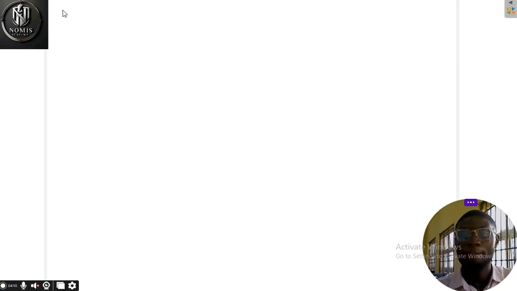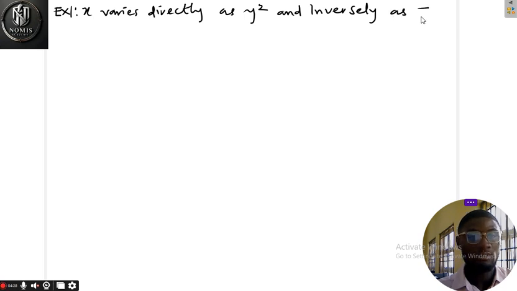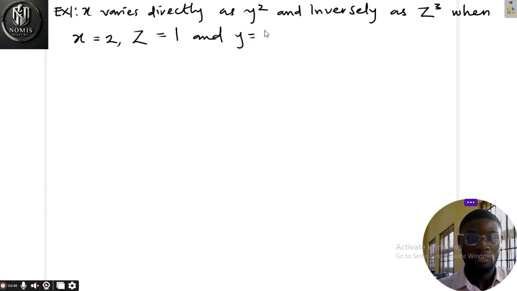Example number 1. x varies directly as y squared and inversely as z cubed. When x is equal to 2, z is equal to 1 and y is equal to 3.